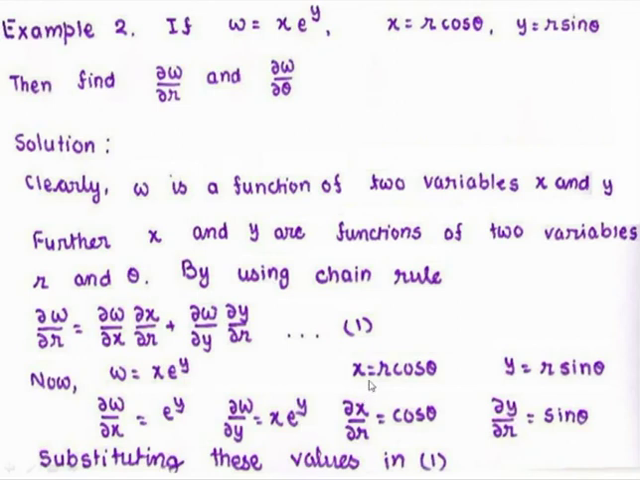Now we have to find del x by del r and del y by del r. So we take x is equal to r cos theta and differentiate partially with respect to r. So the partial derivative of r with respect to r is 1 and cos theta is constant. So we get del x by del r as cos theta.